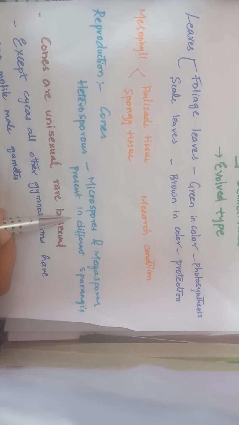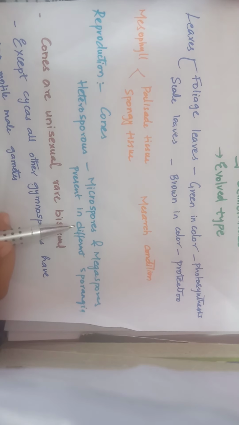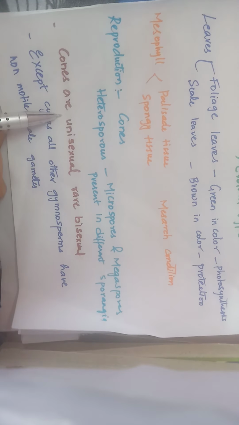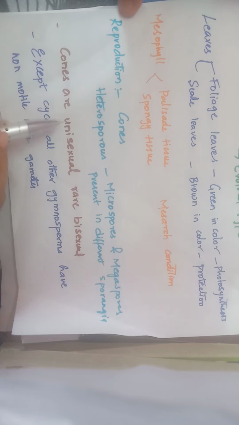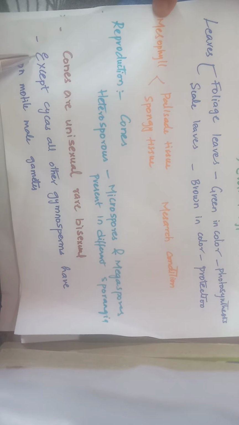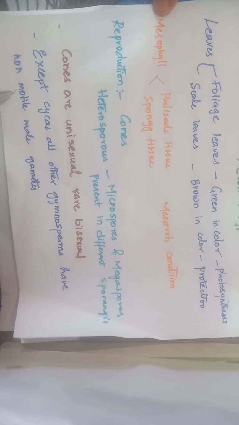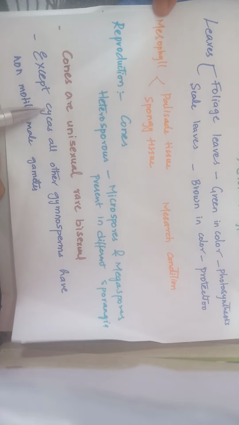These are present in different sporangia, that is on the megasporangia as well as the microsporangia. Generally these cones are unisexual, meaning different male and female cones are found. But there are some exceptions in which both the cones are found on the same plant. Except Cycas, all other gymnosperms have non-motile male gametes. Generally the male gametes are non-motile in gymnosperms, but in the Cycas plant, motile male gametes are found.